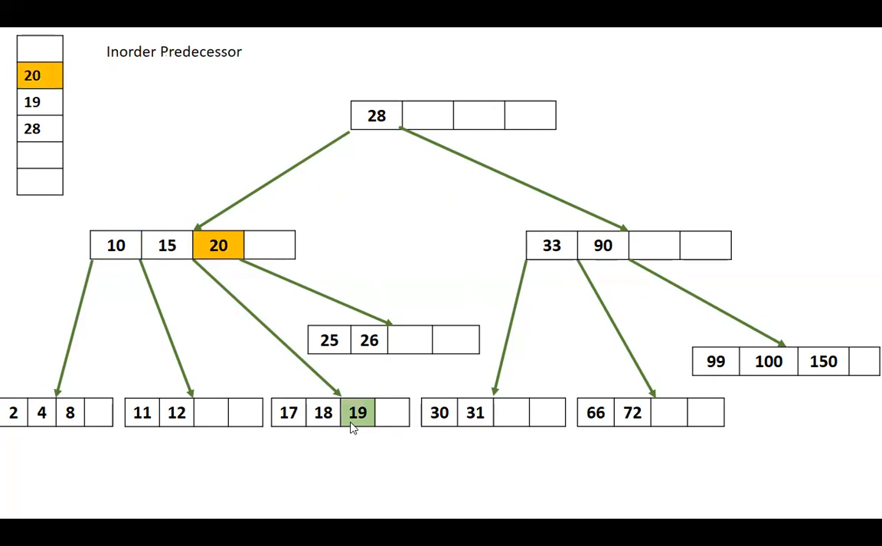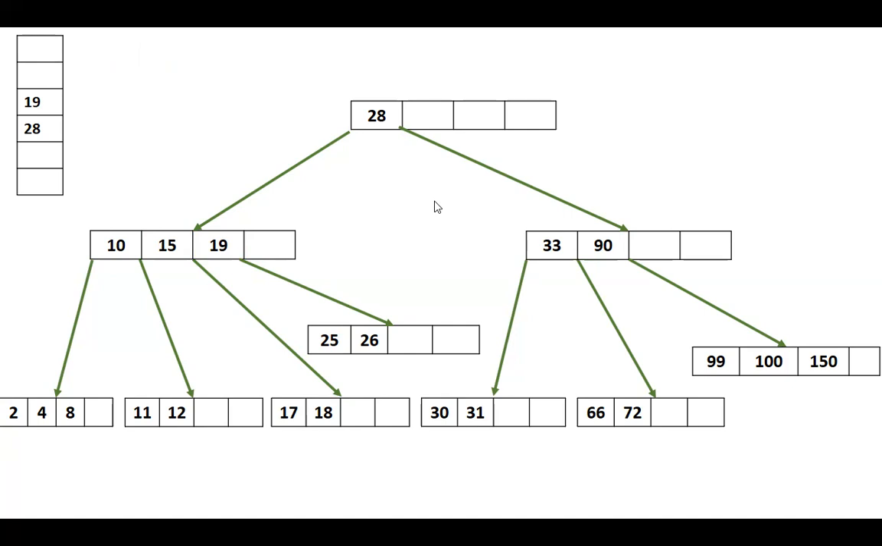Next, what you delete is 20. Now for 20, you check whether it can be replaced by its in-order successor or predecessor. The successor does not have more than the required keys. It has only 2. So go for its in-order predecessor, which has 1 extra key. The predecessor is always the maximum key in its left child. So 20 will be replaced by 19, and 20 will be deleted. So 20 is replaced by 19 and 20 is deleted.